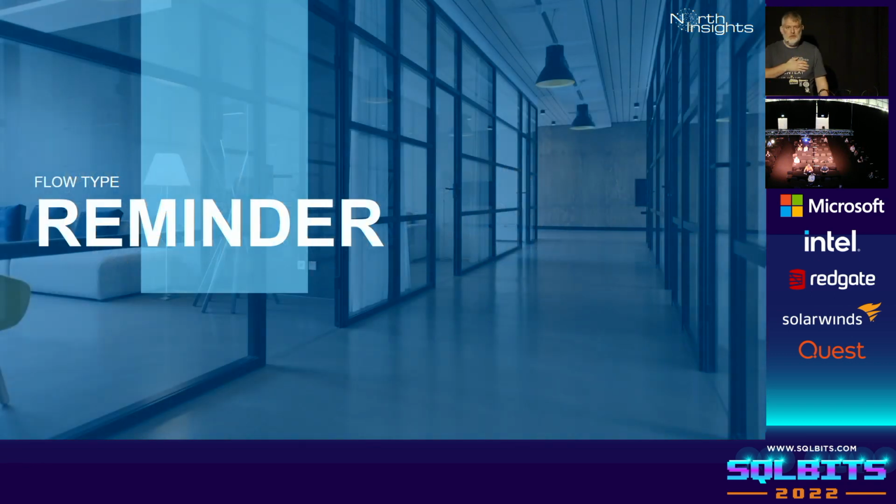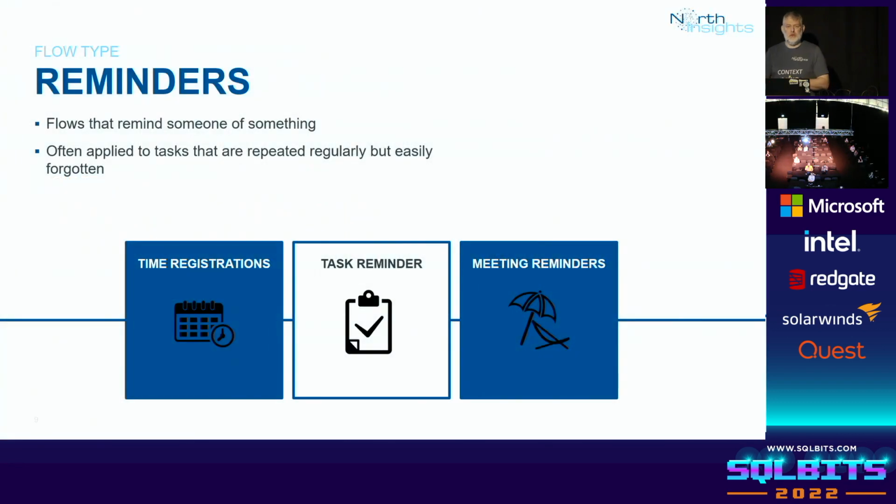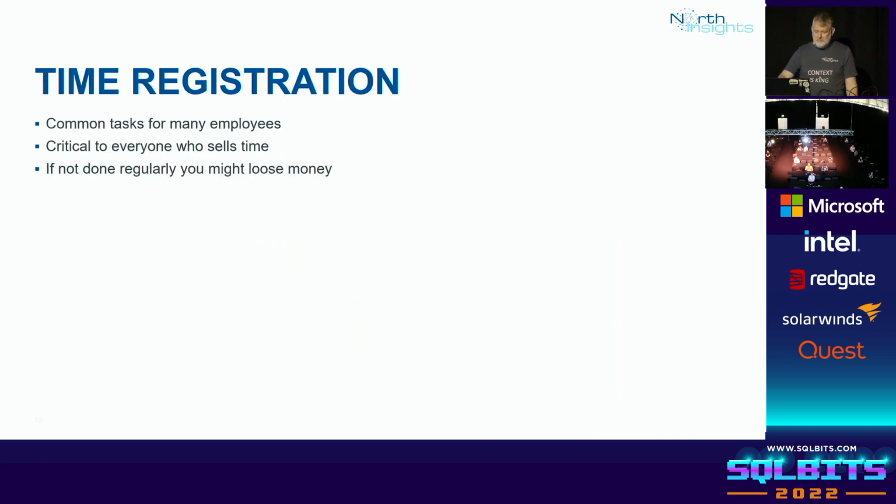Okay, the first type is reminders. We all need to get reminded once in a while on something, and if you have a recurring thing, then Power Automate is great at doing those kinds of reminders. So, time registration. I'm a consultant. I sell my time. Remembering to actually register my time is not something that I'm really good at, so I remind myself of it. Task reminders, if something is due, that's something you can really do. Or meeting reminders, something that is going to happen soon.